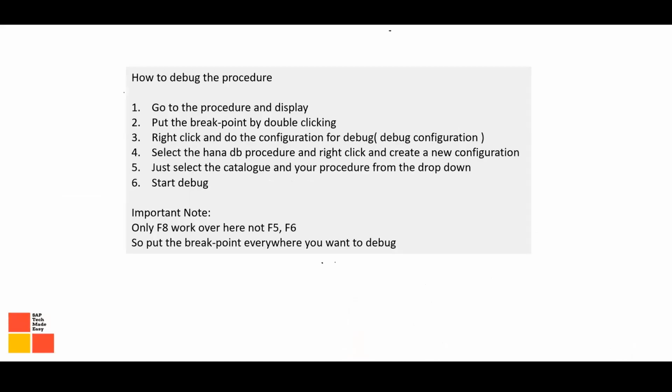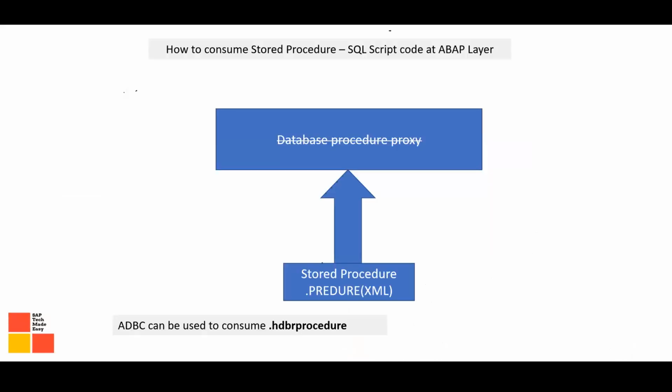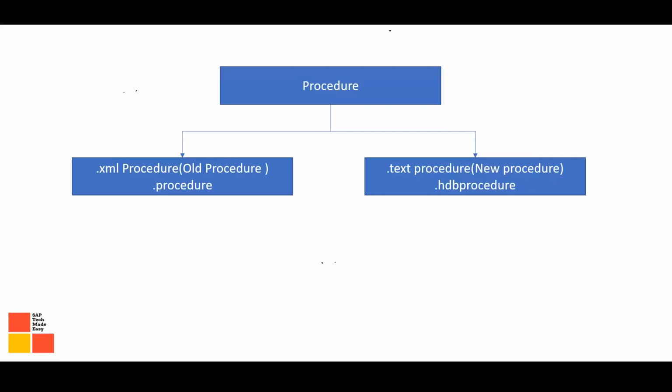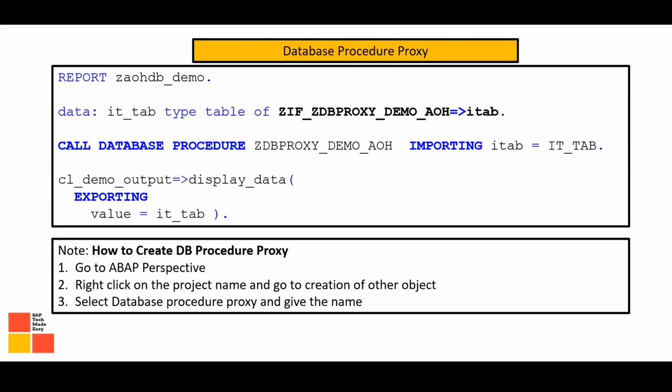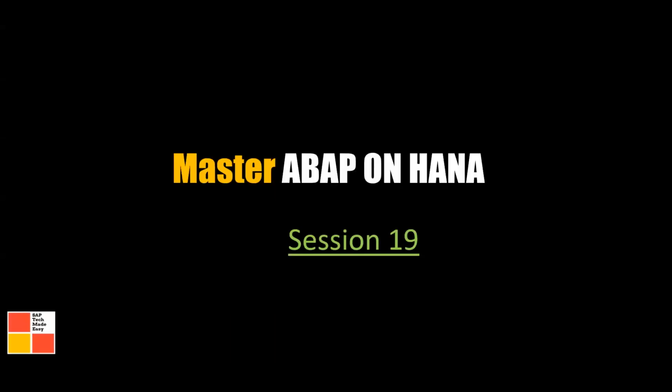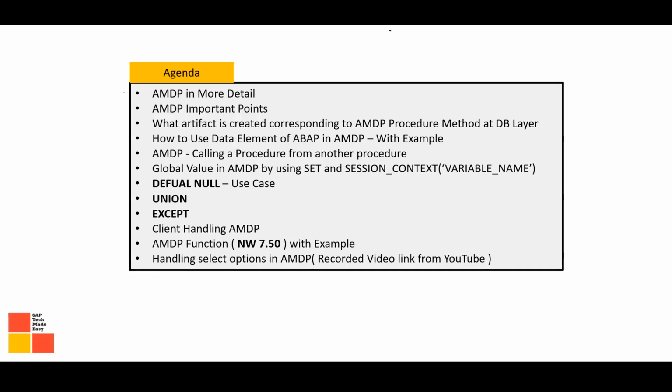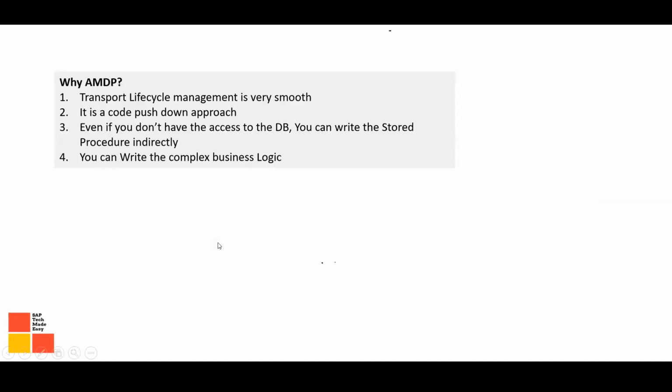And in session number 18 you can see the procedure I have discussed in detail. Then database procedure proxy, however, is now obsolete. You don't have to use this way now; you have to use the AMDP way of consuming the SQL script. See, these are some important keywords: default, null, union, except. Very, very powerful keywords in SQL script coding.